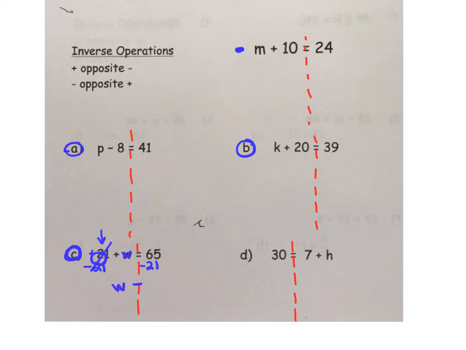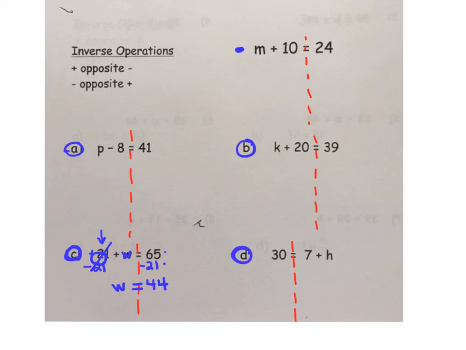W is by itself, and in order to finish this, we simply have to take 65 minus 21. You should end up with 44. The value of W is 44.